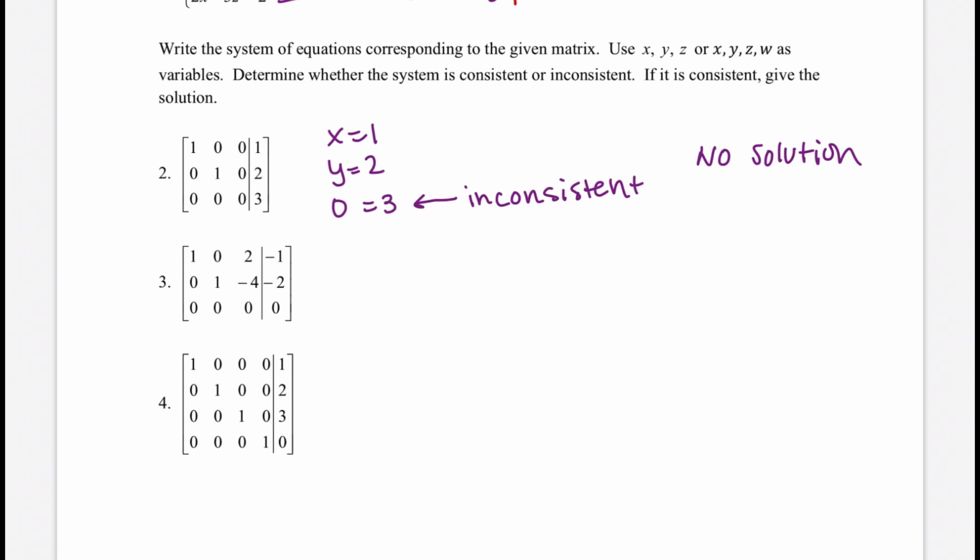Okay. On number 3, we have 1x and 2 z's, and that's going to equal negative 1. X plus 2z equals negative 1. We have our second equation right here. This is 1y minus 4z equals negative 2. Now this third equation is 0 equals 0. That is always true. So this would be an infinite solution problem.